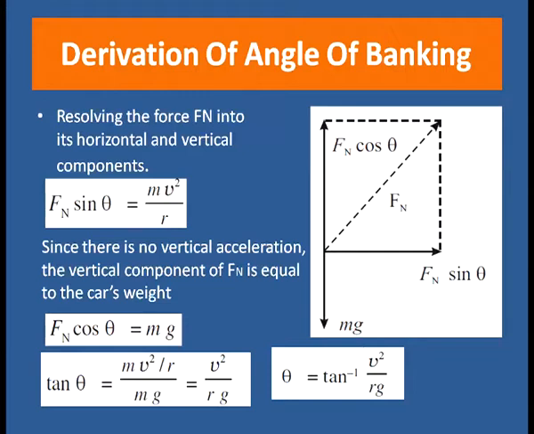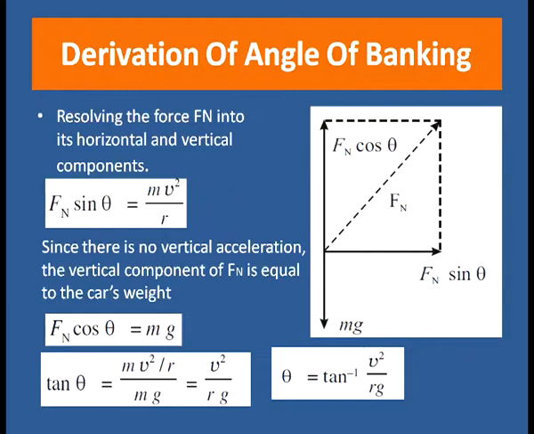So, here Fn sin theta equals mv squared by r, as the horizontal component provides the necessary centripetal force. And since there is no vertical acceleration, the vertical component of Fn, that is normal reaction, is equal to the car's weight. So, we can write Fn cos theta, that is vertical component, is equal to mg. Now, Fn sin theta divided by Fn cos theta is equal to tan theta, which is equal to mv squared by r divided by mg, and that is equal to v squared by rg.